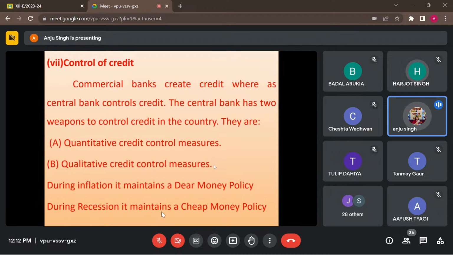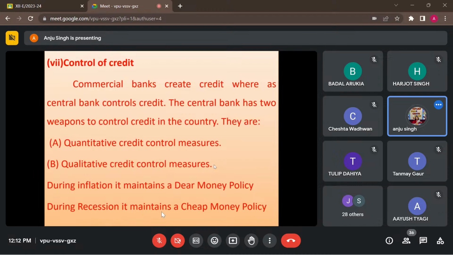And only Harjot is giving answers. What about the others? Are your mics not working? Or am I not audible? So if there is recession, will the banks increase the margin requirement or decrease the margin requirement? No reply.